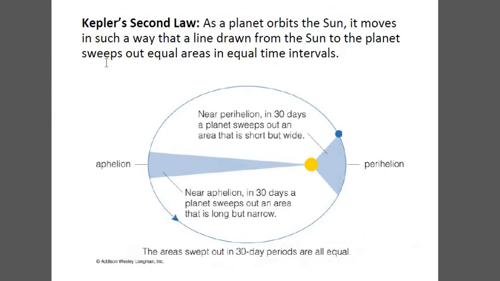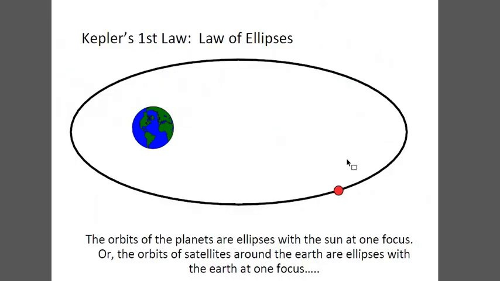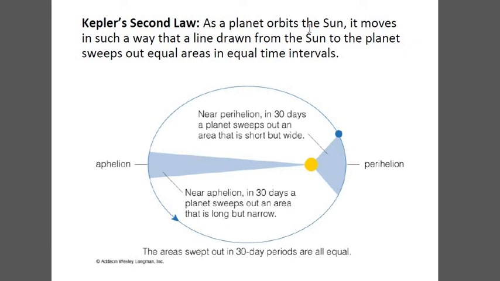Then the second law, Kepler's second law, is the law of equal areas. As a planet orbits the sun, all the planets revolve around the sun. Similarly, all the satellites revolve around the earth. As the planet orbits the sun, it moves in such a way that a line drawn from the sun to the planet sweeps out equal areas in equal time intervals.